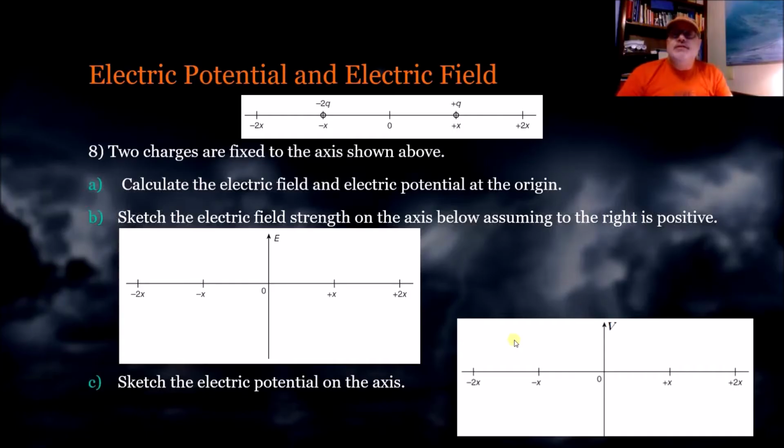Okay, here's one that's a little different, but it has shown up on the AP exam. We have two charges fixed to the axis as shown above right here, a positive Q and a negative Q.